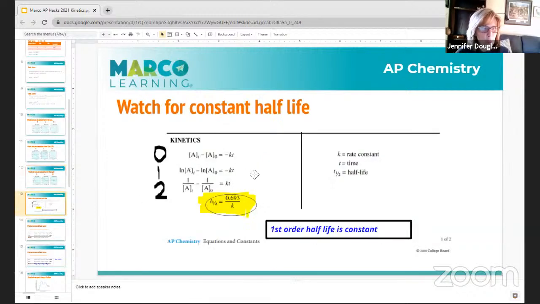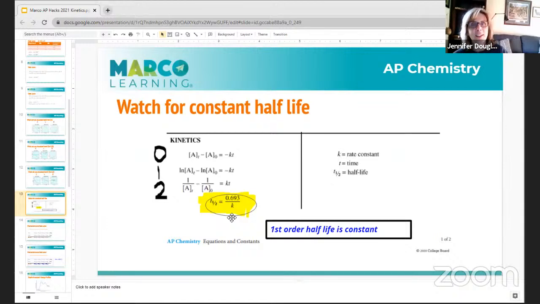I want you to notice one other thing that's on the formula sheet, and that's the half-life. Every single one of these, 0, first, and second, has a half-life equation. There's only one half-life equation that appears on the formula sheet, and that's the one for first-order reactions. That's the only one that is testable on the AP exam. So this is another big clue: if they start asking you about half-life, it's a first-order reaction, because they have excluded the other 2 from the exam.